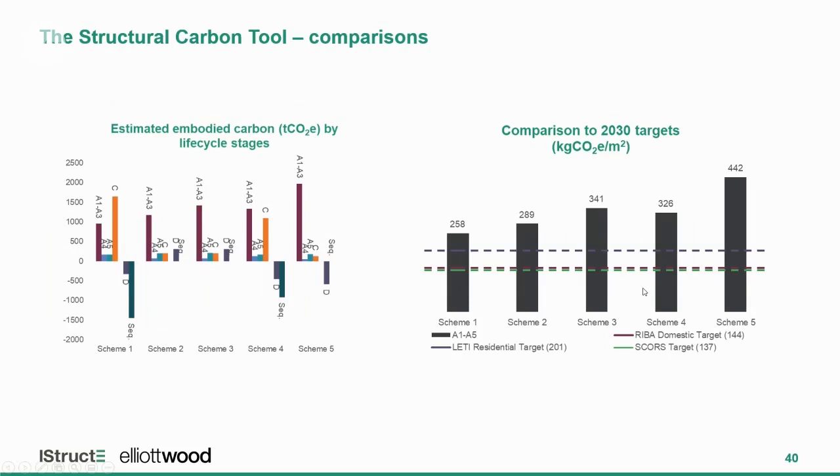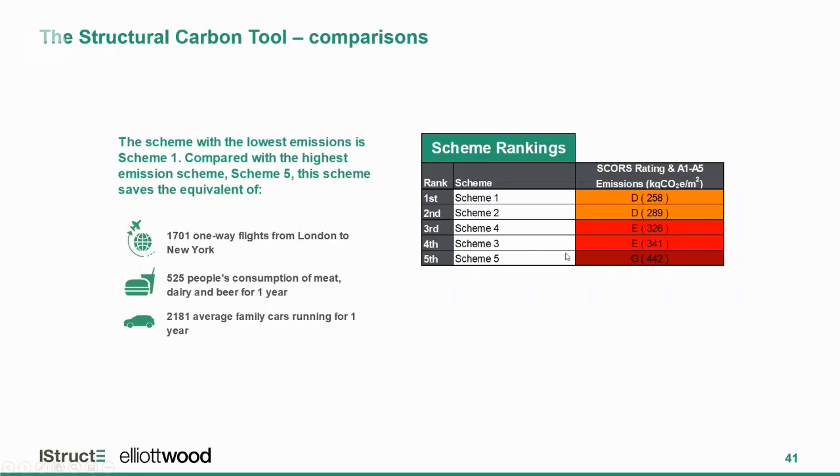On the comparisons page, we use the same metrics as are used on the scheme page, but we've set it up so that the difference between the most carbon intensive and the least carbon intensive schemes is used. So this essentially estimates the potential saving from progressing the least carbon intensive option in terms of flights, vegan diets, and average family cars. And then we have a table that compares the SCORS ratings for the different schemes and then ranks them based on carbon intensity.